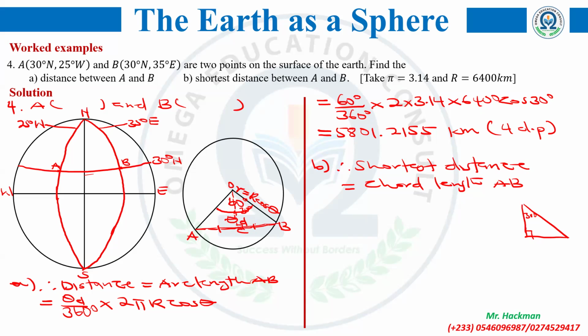5542. Point 5626. Okay, that is for 4 DP. Is that not it? Yes, please.